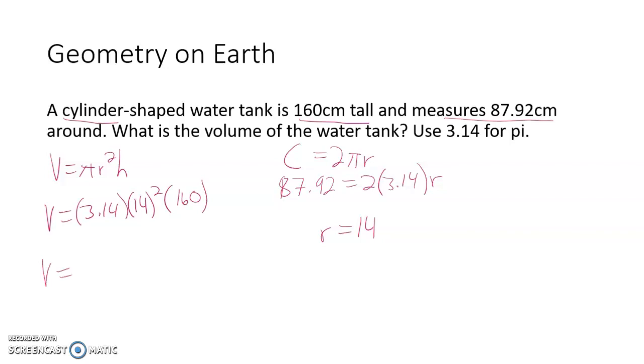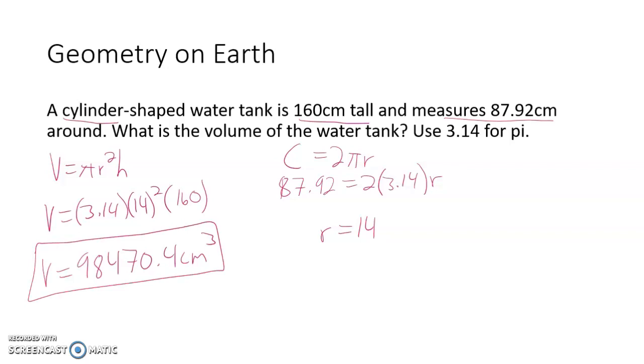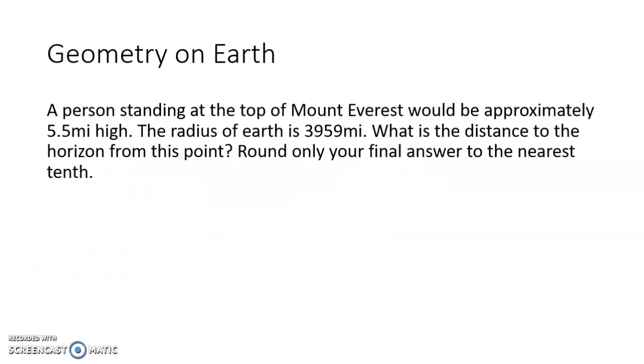So I know that the volume of my water tank is 98,470.4 centimeters cubed. So make sure you guys know how to find the radius from the circumference on this one.